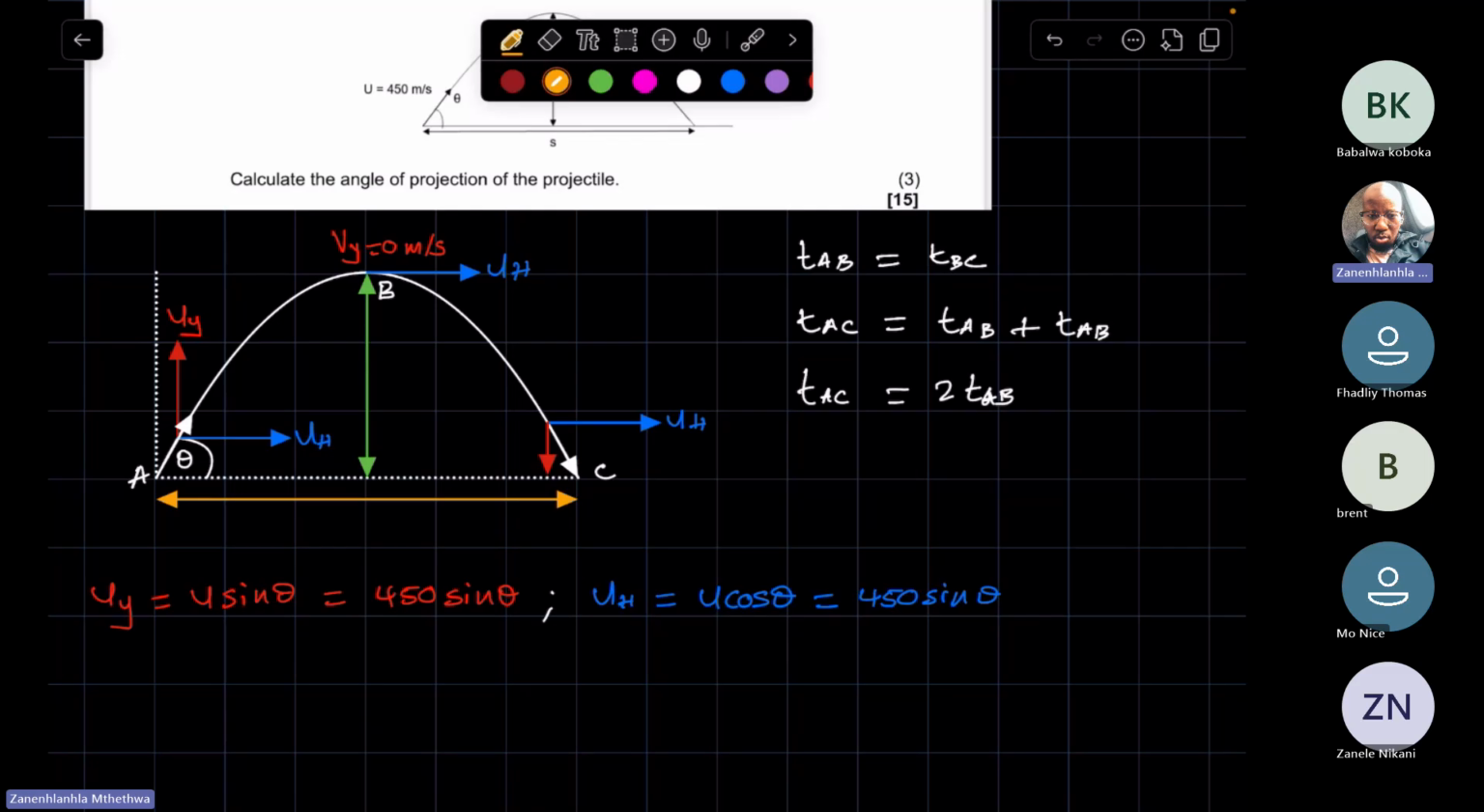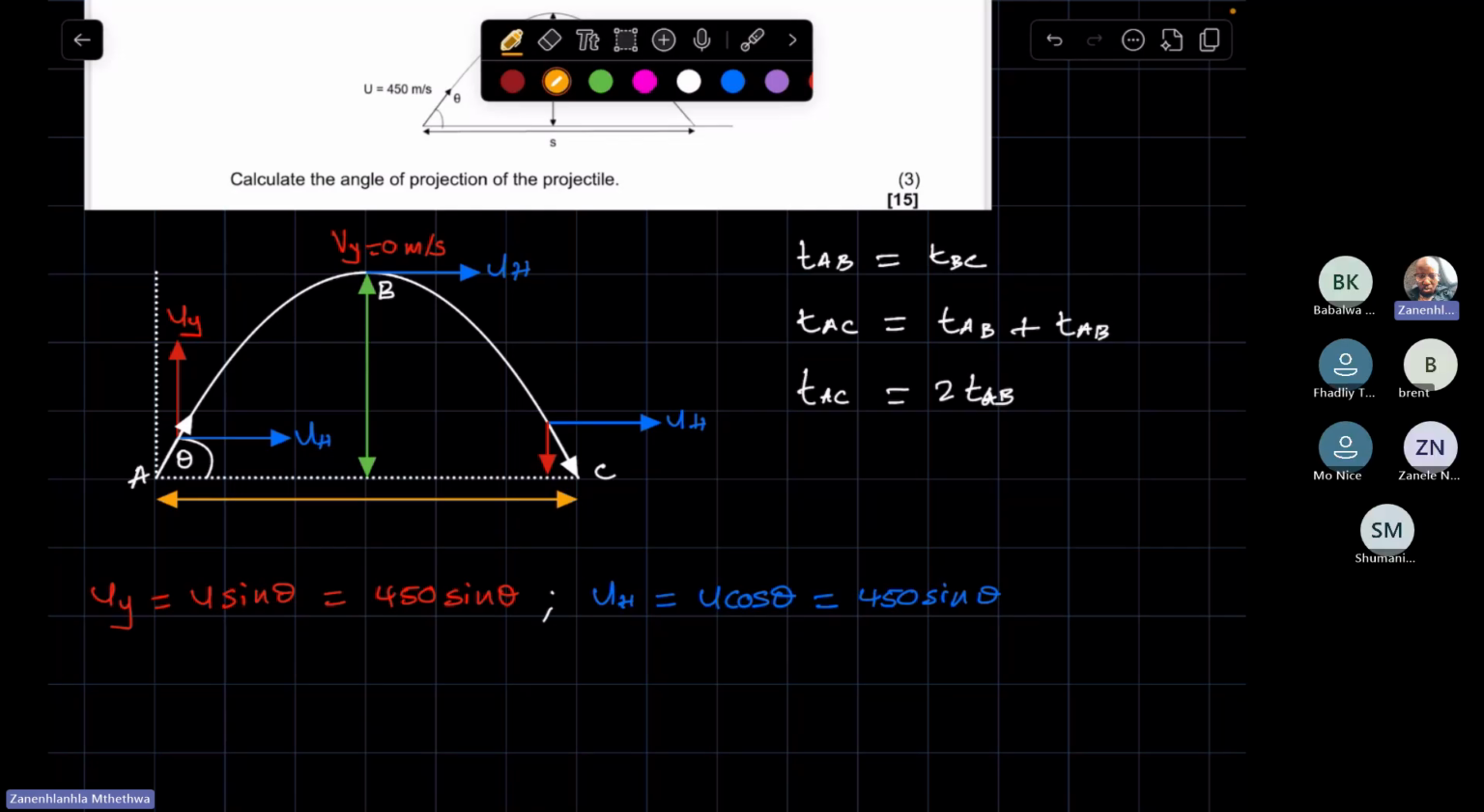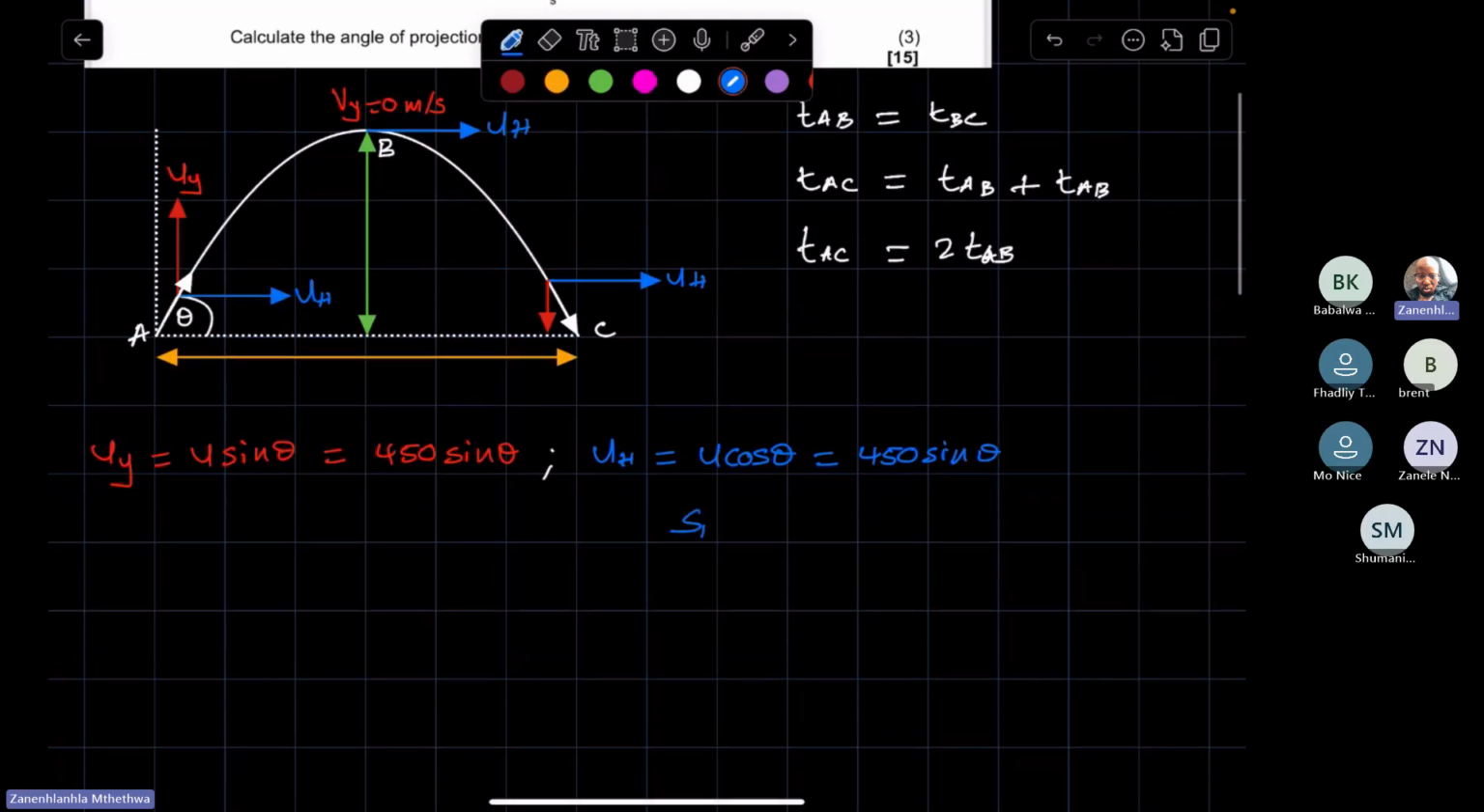The only formula that we use as far as the range or along the horizontal plane is: the range, or the horizontal displacement, is equal to UH times TAC.